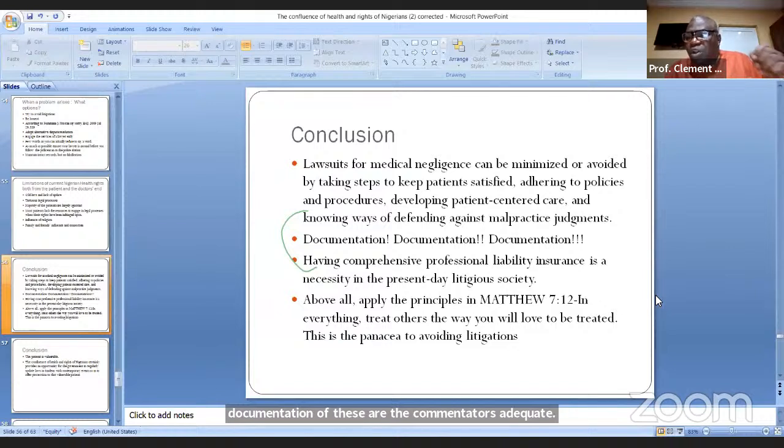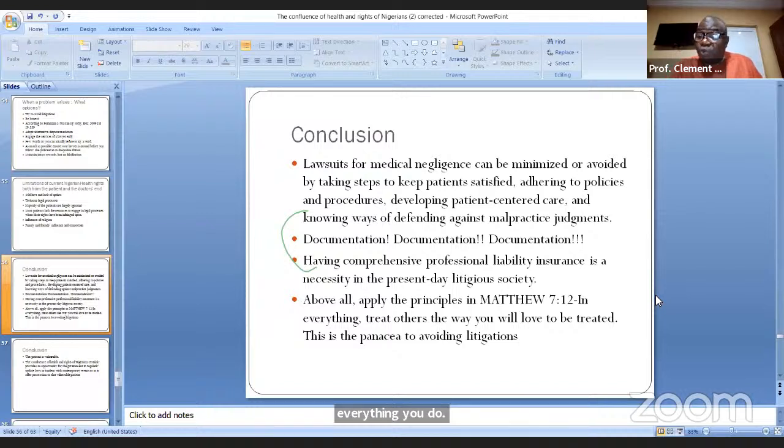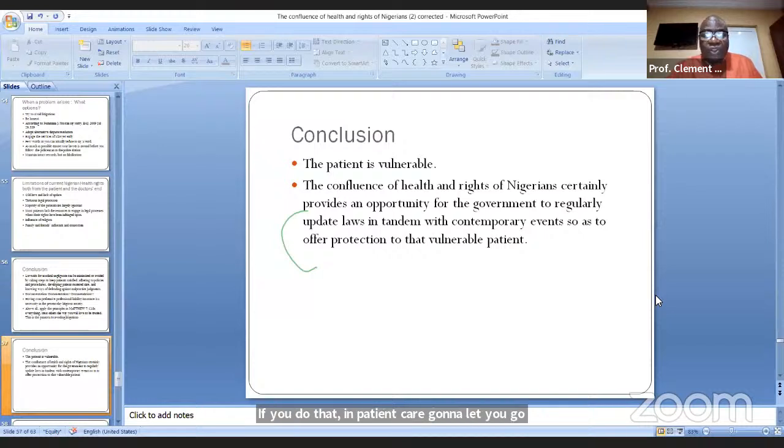So your documentation, somebody once said that a patient taking you to court is actually taking your documentation to court. If it's empty, nothing in it, you won't have a good defense. You must have adequate documentation. You must have a comprehensive professional liability insurance. It's very important. Above all, learn to apply the principles in Matthew chapter 7, verse 12. In everything you do, treat others the way you want to be treated. If you do that in patient care, you're not likely to have any legal issues.